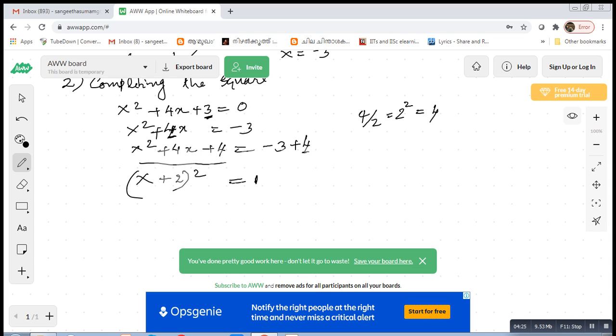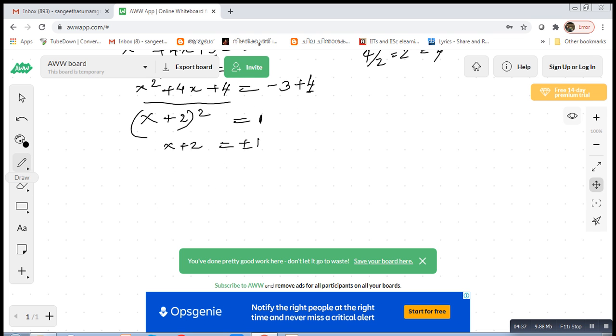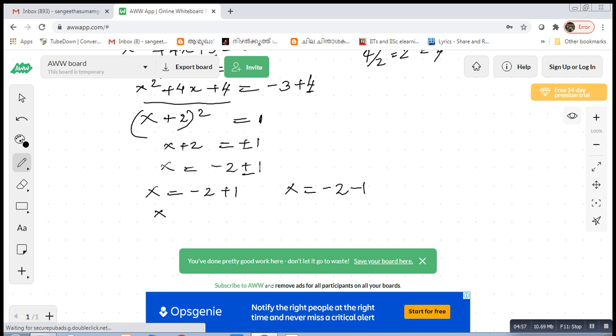So now if you are taking the square root from both sides, you will get x plus 2 equal to plus or minus 1. If you want to solve for x, you need to subtract 2 from both sides of the equation. So you will get x is equal to negative 2 plus or minus 1. So you will get x is equal to negative 2 plus 1, and x is equal to negative 2 minus 1. So x can be negative 1, or x can also be negative 3. So we have got the same answers in this method also, right?